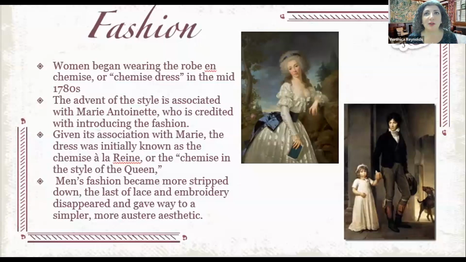It's an advent of style associated with Marie Antoinette. You can see here Marie Antoinette in a robe de chemise. And because of its association with her, it's initially known as a chemise à la reine, or the Queen's chemise, while men's fashion becomes more and more stripped down through the Georgian era until we get something much more simplified.